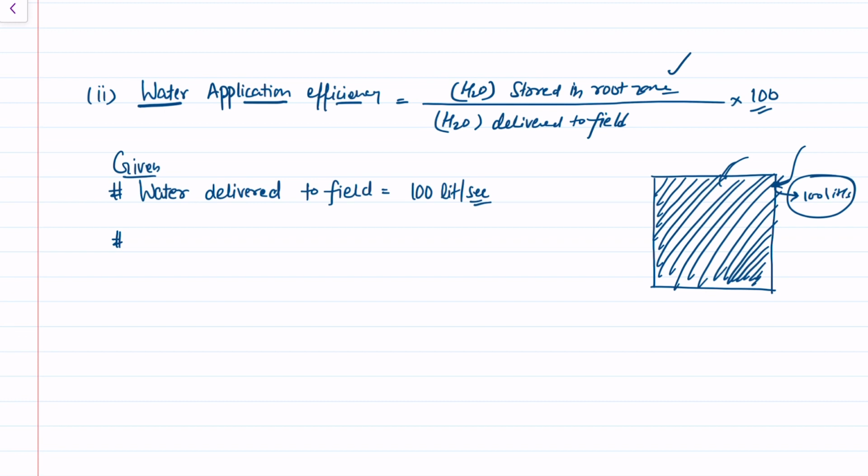Certain losses will take place: some evaporation, percolation, and likewise some other losses. So, after the loss, there will be an actual quantity of water that the roots of the plants will use to fulfill their nutrition value. Correct? So, out of the total water that is delivered to the field, there will be losses, and after the losses, there will be a quantity of water that is stored in the root zone.